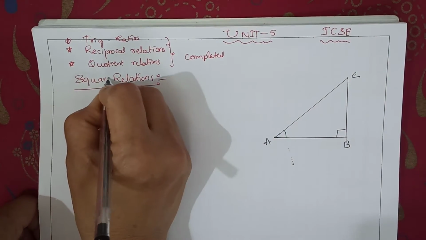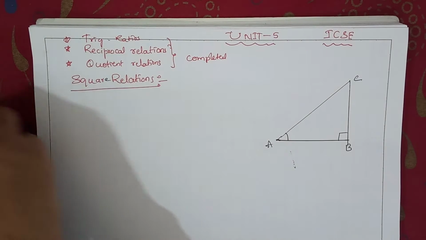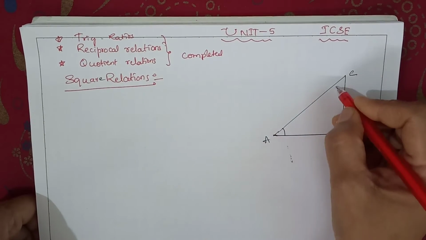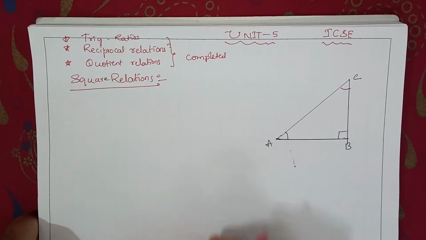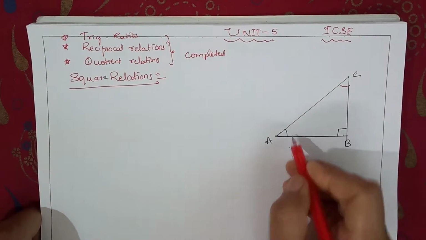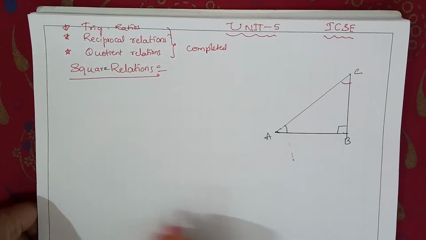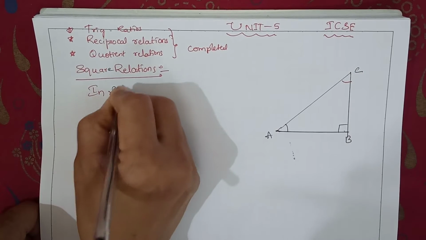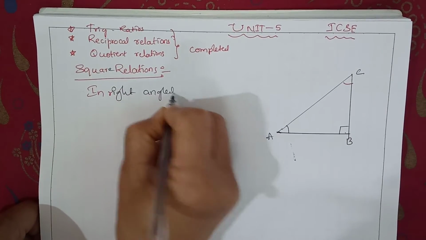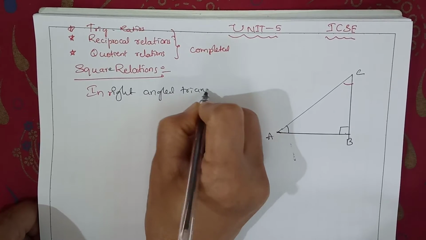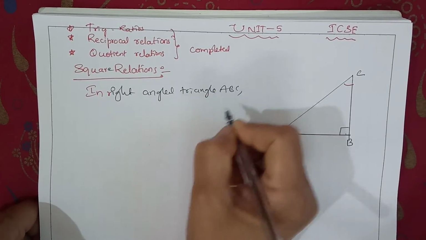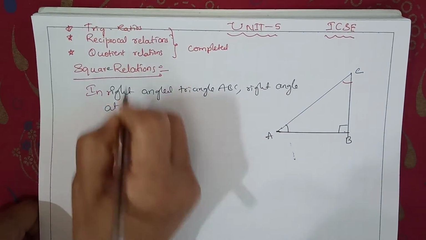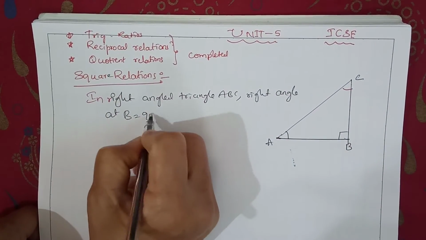What is a square relation? Okay, children. Here the right angle is at B, and the remaining two angles are acute angles, but I want to define with the angle A. A is also an acute angle. Now I'll write it stepwise. In right angle triangle ABC, right angle at B, angle B is equal to 90 degrees.